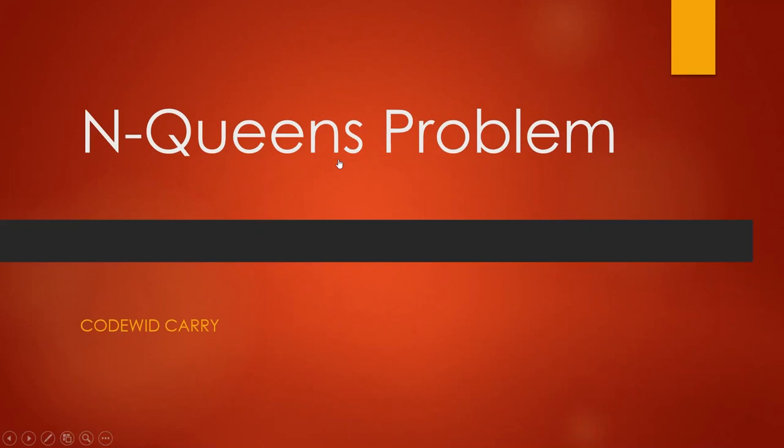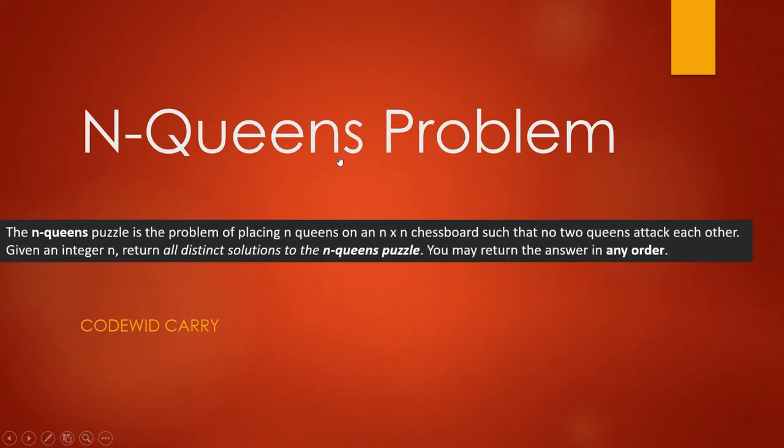Today we are going to solve a very important question, which is the N-Queens problem. It's based on recursion as well as backtracking. The problem statement says the N-Queens puzzle is the problem of placing n queens on an n cross n chessboard such that no two queens attack each other. Given an integer n, return all the distinct solutions to the N-Queens puzzle. You may return the answer in any order.